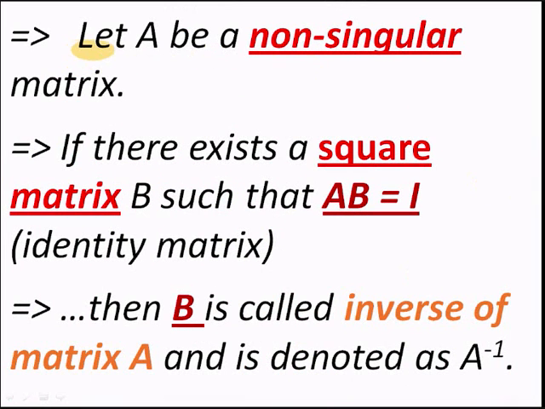Let A be a non-singular matrix. If there exists a square matrix B such that A and B is equal to the identity matrix, then the matrix B is called the inverse of the matrix A and is denoted by A to the power minus 1.